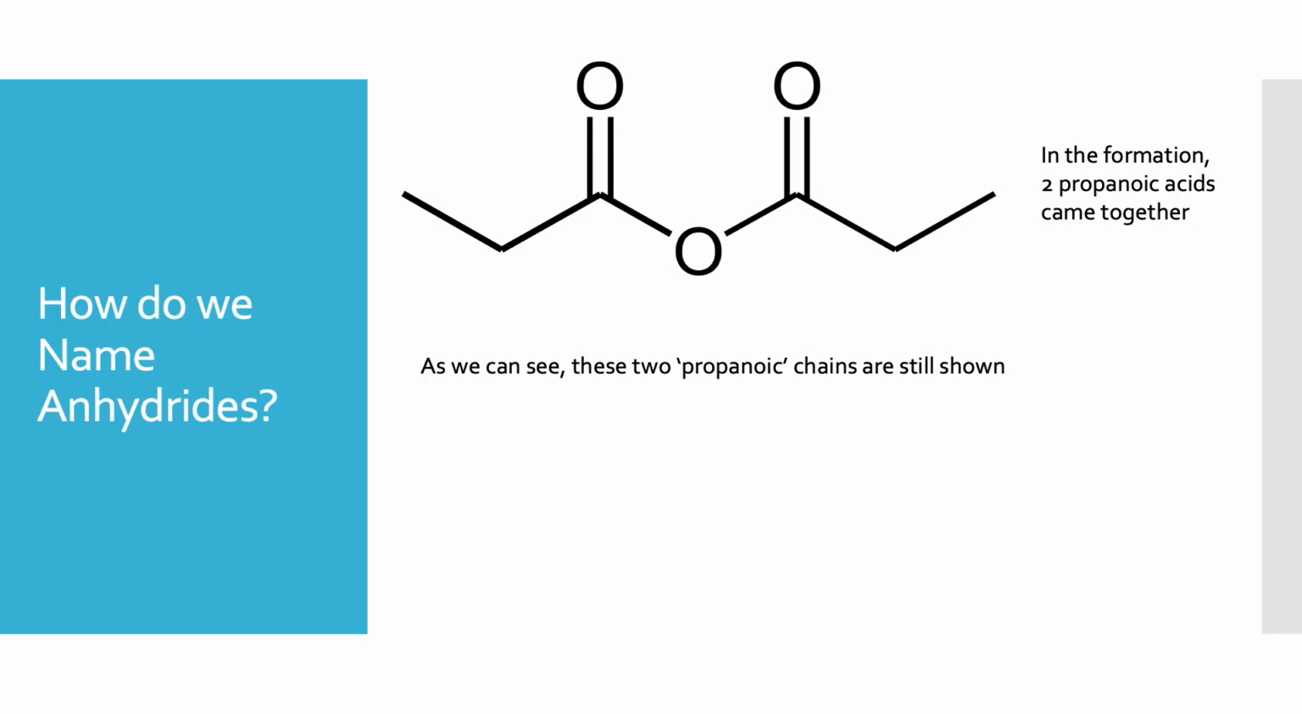So how do we name these anhydrides? Well, remember, we're combining 2 carboxylic acids. Even though water's been released, we can still see the carboxylic chains, so to speak. In this anhydride formation, we can see two propanoic acids coming together to make this molecule. How do we know that? How do we know that they're propanoic acids? Well, we can number the carbon chains on either side of the single bonded oxygen.